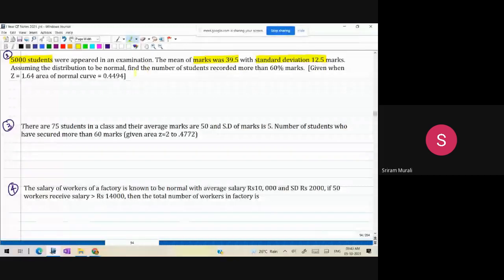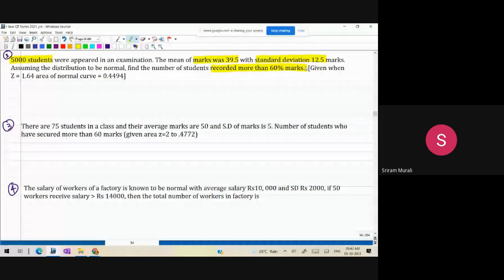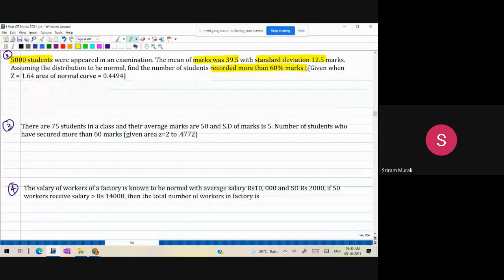Find the number of students who scored more than 60% in 5,000. I want to find how many students have secured more than 60% in 5,000 students. I should calculate the probability for one student who exceeds 60% in this scenario. For one student, if this is the probability, for 5,000 students it is 5,000 into this probability.